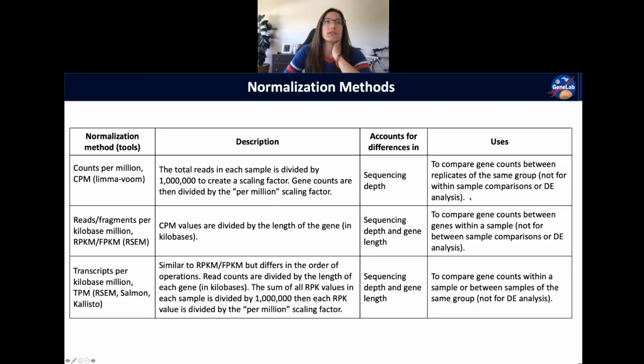But we don't take into account RNA composition doing that, right? That was the example I showed you of what not to do with normalization when you're normalizing for read depth to make sure you can do differential expression comparison. So the use of this is to compare counts between replicates of the same group. You wouldn't want to use this for within sample comparisons or for differential expression analysis, for the reasons that we talked about.